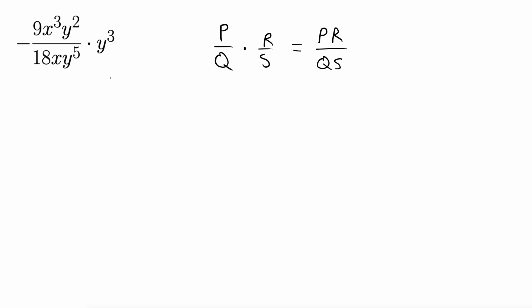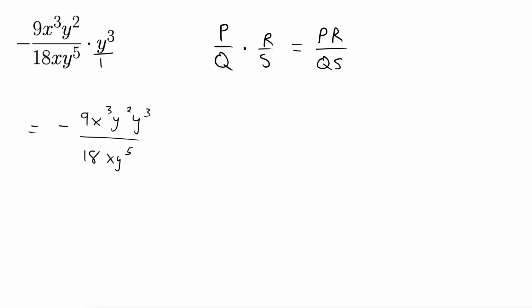So let's check out this example here. We have all this stuff, negative 9x cubed y squared over 18xy to the fifth times y cubed. So you can put this y cubed as y cubed over 1 to make it a rational expression. And then all the tops combine, all the bottoms combine. So this just becomes negative 9x cubed y squared y cubed over 18x y to the fifth times 1. And there's just nothing really to write there. Okay, and then we just cancel out like we would all the time anyway.